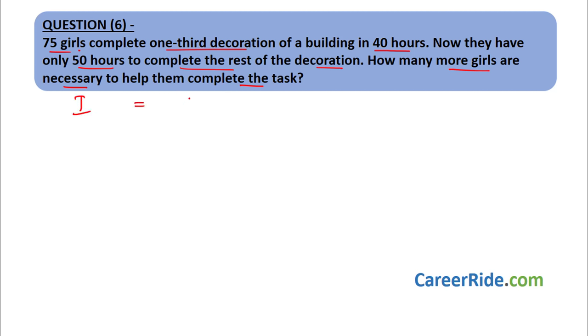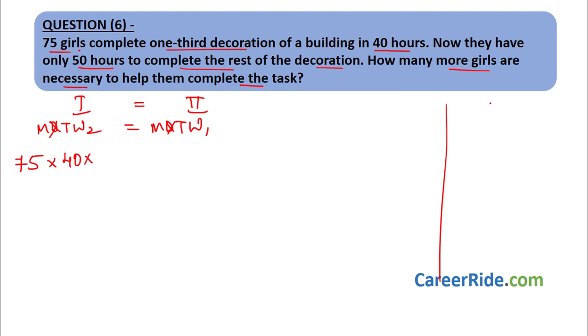Again, there are two situations and we have our formula MDTW: work done in the second case equals MDTW work done in the first case. In the first case, we have 75 girls. Now the number of days is not given, so let's not consider it. They are taking 40 hours. And what is the work done in their case? Let's see. Girls complete 1/3 decoration of a building. Now, decorating a building from scratch is like painting a house. So the work done should be taken as 1, correct?